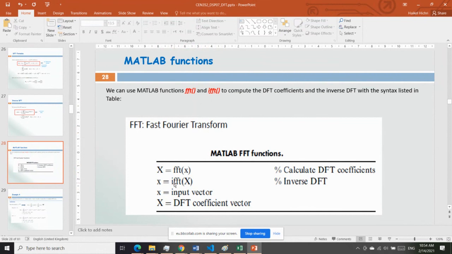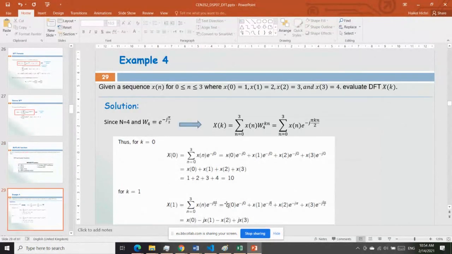You can do the inverse، في function اسمها inverse Fourier transform IFFT، تعطيها الكوفيشنتس complex coefficients حق السبيكترم، أو الفريكونسي coefficients، تعطيك هي السيجنال باك. So x is the input vector و X is the DFT coefficient vector. Here's another example: given a sequence x[n] that goes from 0 to 3 where x0 is 1, x1 is 2, x2 is 3 and x3 is 4. Evaluate DFT.